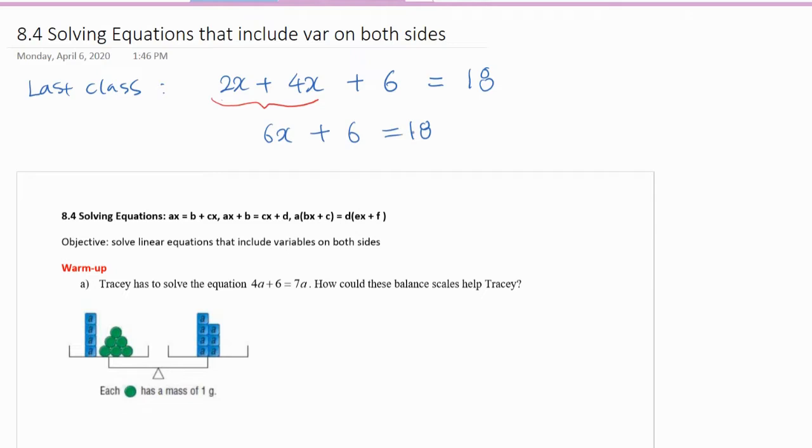After that, we're going to isolate x. So to isolate x, you have to isolate the term with x, which is 6x. So you're going to isolate 6x by subtracting 6 from both sides. Then I have 6x equals 12, and dividing both sides by 6, x equals 2.